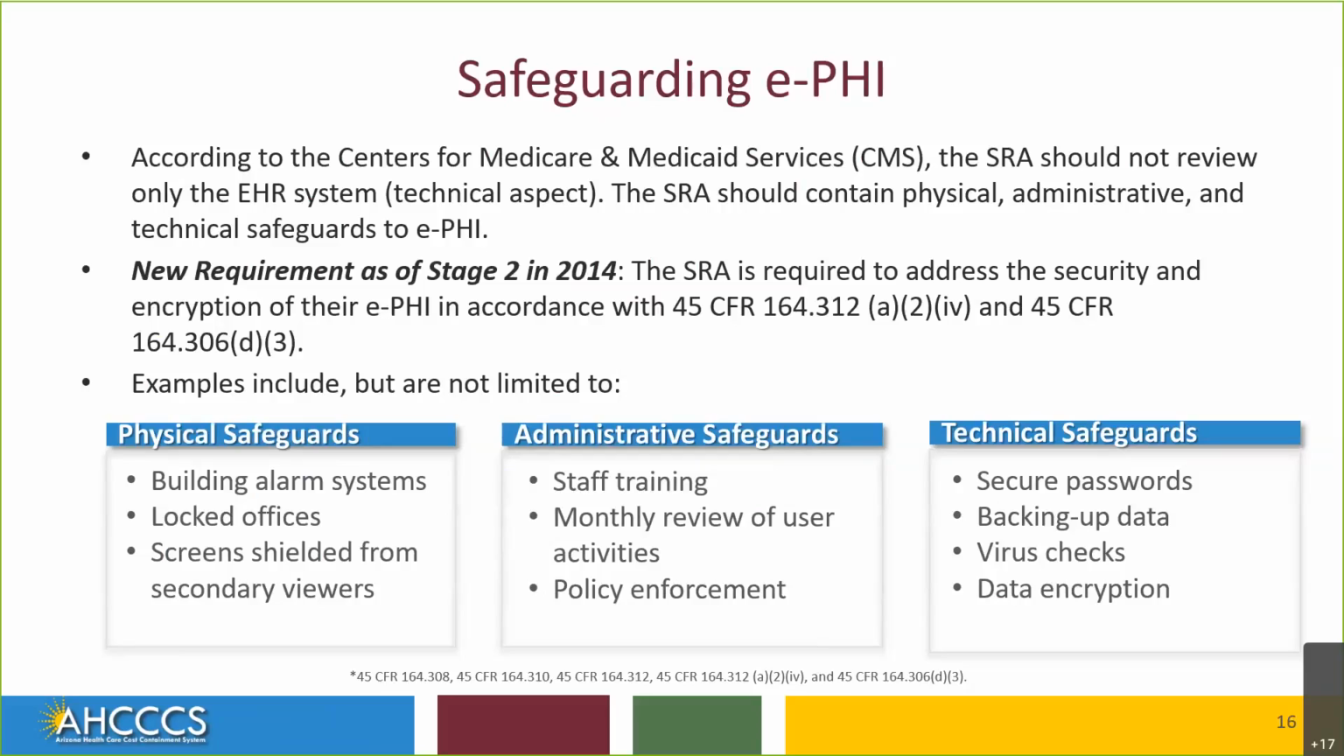The practice needs to conduct their SRA and identify physical and administrative attributes at their practice and even the technical attributes at their practice that are protecting electronic PHI. A new requirement as of stage 2 in 2014, the SRA is required to address the security and encryption of their electronic PHI in accordance with 45 CFR. So we're going to go through some examples of what falls underneath physical, administrative, and technical safeguards. When it comes to that encryption, just make sure that your SRA is identifying whether you have encryption at the practice or not and what that encryption entails.